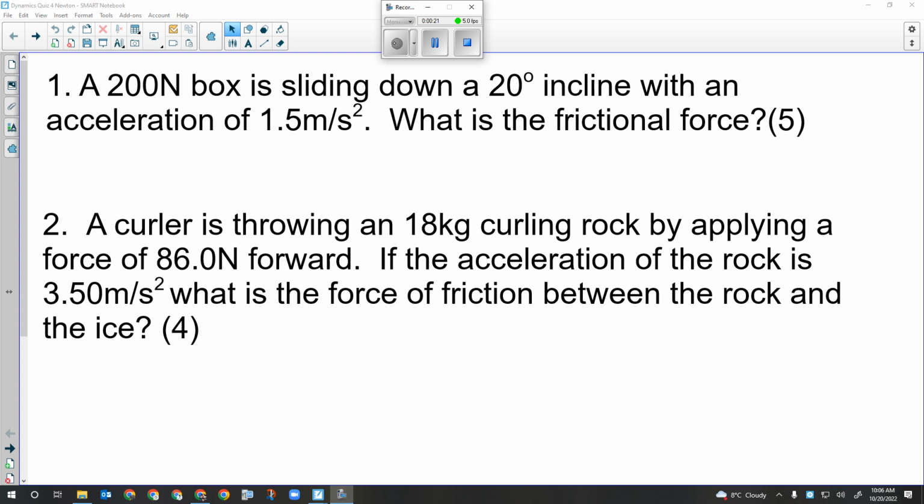And for the second one, the curler is throwing an 18-kilogram curling rock, applying a force of 86 newtons forward. The acceleration of the rock is 3.5 meters per second squared. What's the force of friction between the rock and the ice? This one is during the pushing phase. The one on your practice test was actually after it was released, so this question works a little differently. This one is while the curler is actively pushing it forward, not after they've released it, and that changes things considerably.